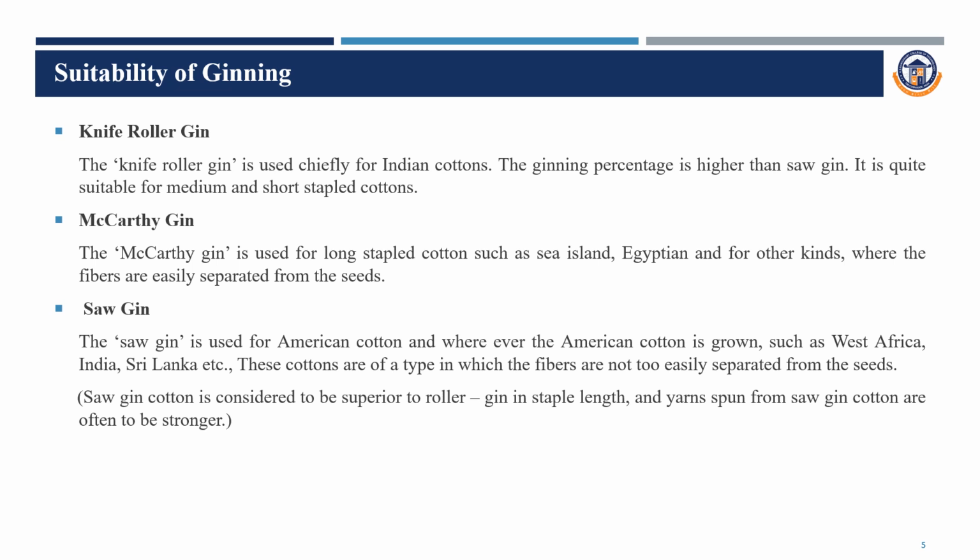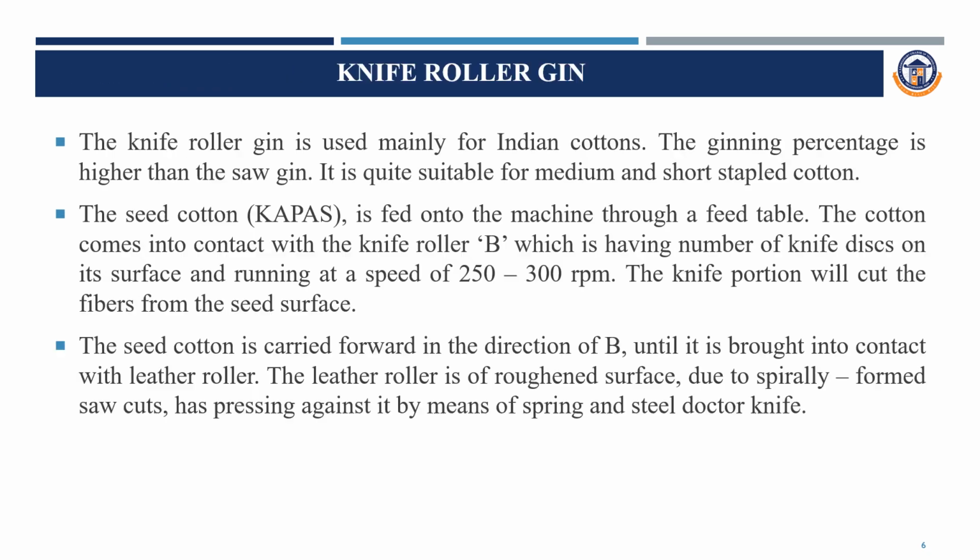So among these three ginning machines, knife roller gin, McCarthy gin and saw gin, the saw gin gives a better result and is considered superior to the other ginning machines. And the yarn produced from saw ginning is considered very strong.